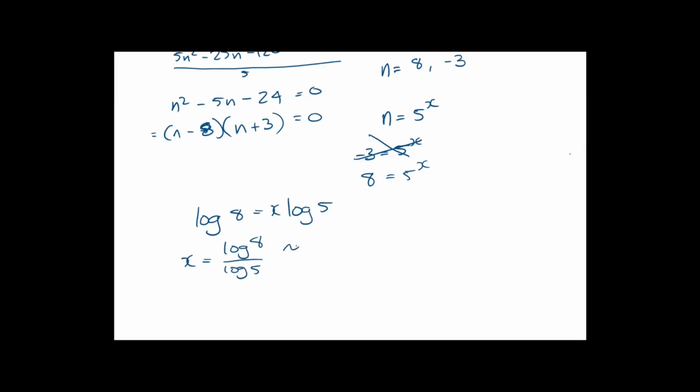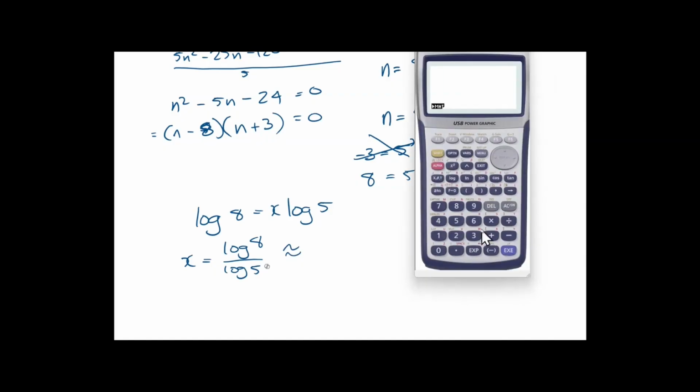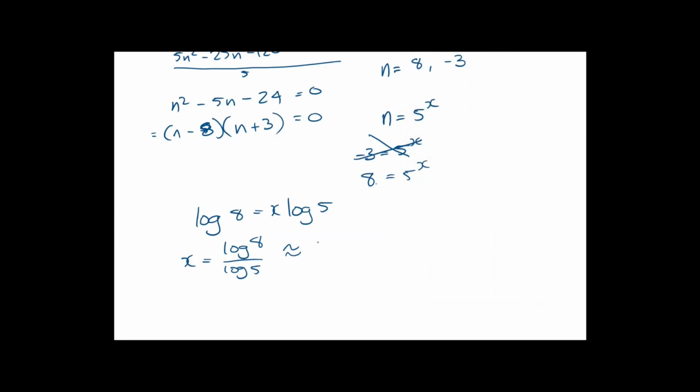If you wanted to do an approximation, you'd need to go to the calculator. So log of 8 equals, divide that by log of 5. So 1.292, three decimal places. And that's how that's done.